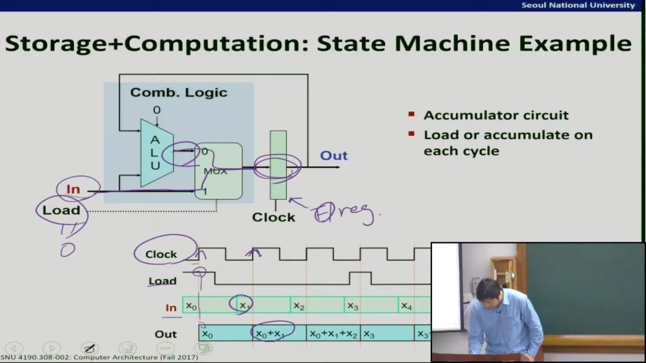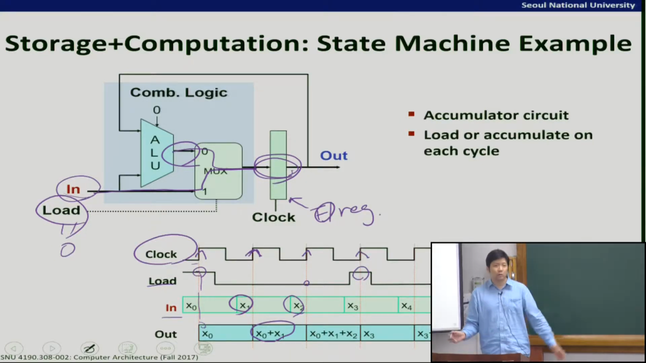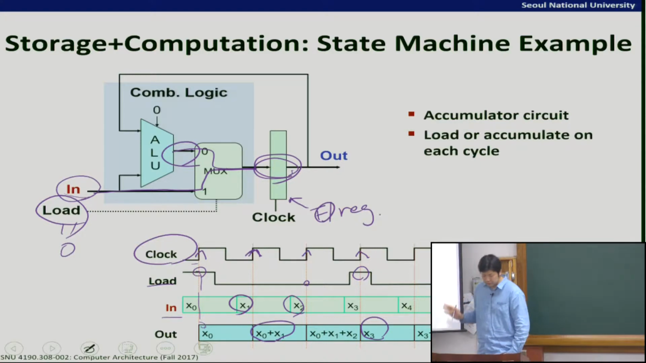In the next clock cycle, again, we do the same thing. The new incoming value is x2, and load is 0. So it keeps accumulating, x0 plus x1 plus x2. And then in the next cycle, in this clock cycle, the load value is 1. So now we load the new value into the register, reset the value to x3 and so on, right? So that's basically how it works.